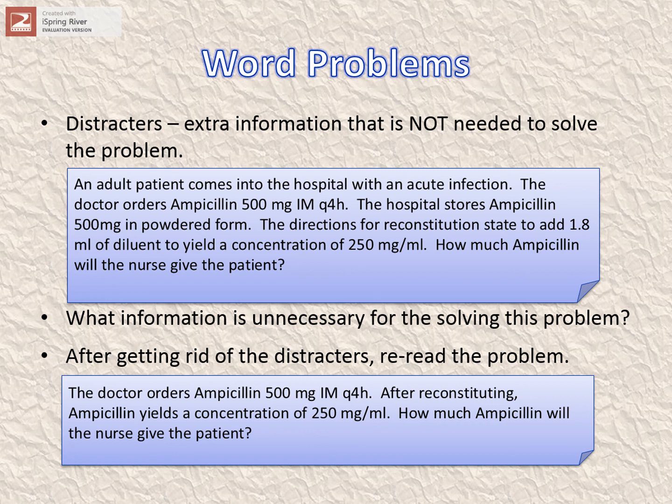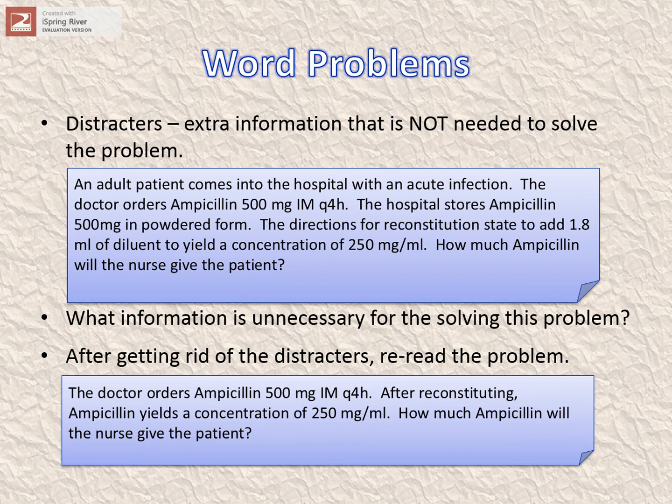Okay, now we're going to get into the crux of actual drug calculations. Distractors. We're going to talk about word problems and distractors. Distractors are one of the main problems for most people when they do drug calculations. It's extra information that is not needed to solve the problem.